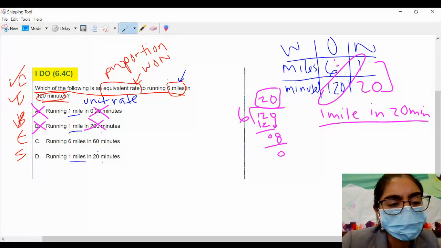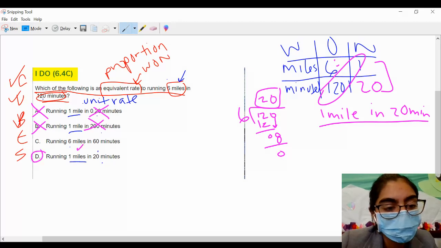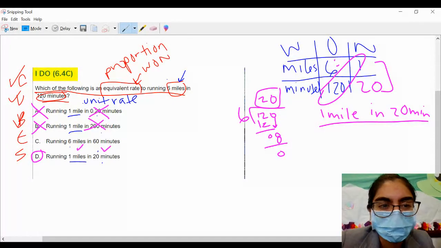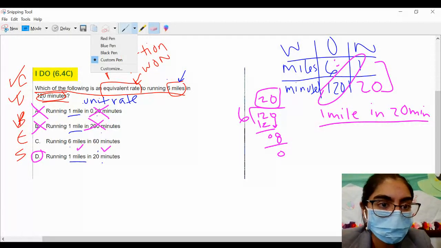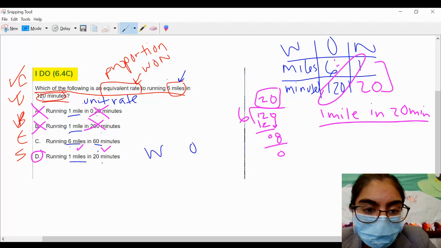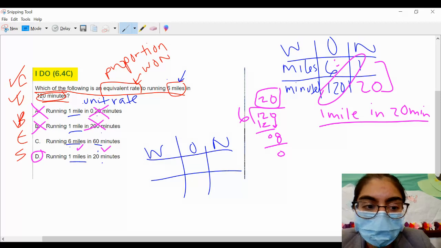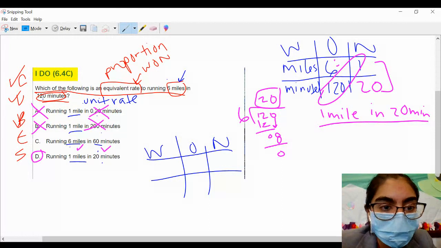C says running 6 miles in 60 minutes. I don't know how true that is, so let me wait to cross it out later. And D says running 1 mile in 20 minutes. Boom, that's exactly the answer we got when we solved our one chart for unit rate. But let's just make sure that C isn't correct, all right? So let's see. If I reduce running 6 miles in 60 minutes and try to find the unit rate of that, it should be the same as 1 mile in 20 minutes if the answer is true. So let's just check it out and see if it's going to give us an equivalent rate.